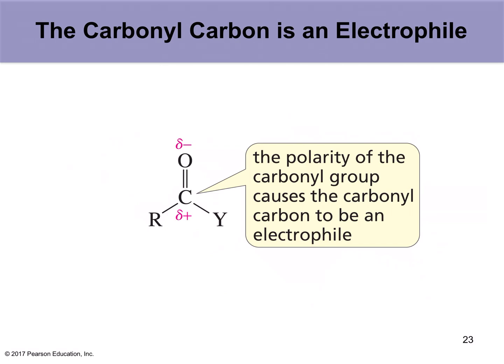Carbonyl carbon is an electrophile. Electrophile means electron deficient, right? So you can see that between carbon and oxygen, oxygen is more electronegative, carbon is more electropositive. The polarity of the carbonyl group causes the carbonyl carbon to be an electrophile. We have seen it before also. Nucleophiles attack this carbonyl carbon.